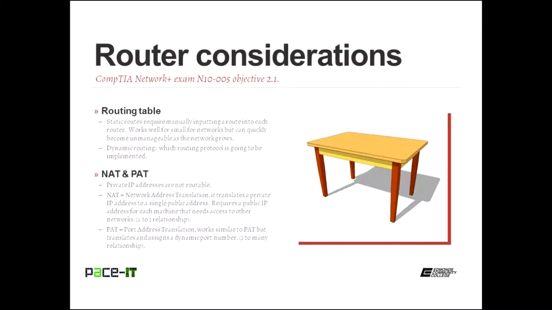Now, if you're going to do static routing, that means that you will manually input a route into each router. So if you have three routers, they're labeled A, B, and C. You go to router A and you say, if I want to go to B, here's where I go. If I want to go to C, here's where I go. And then you go to router B. And you go, hey, if I want to go to A, this is the route I go. If I want to go to C, this is the route I go. And then you go to router C, and you go, if I want to go to A, this is the route. If I want to go to B, this is the route.